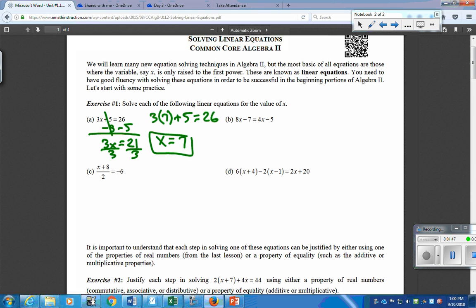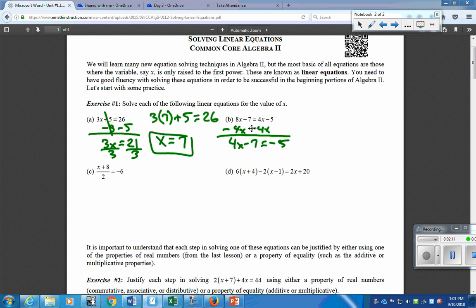With B, we have more than 3 terms. We have 2 on each side. So now we're going to use that additive property twice. And it doesn't really matter which one you start with. I could start with any of the 4. I'm going to start with the 4x, and I'm going to get rid of it by subtracting 4x. And I'm just going to make sure I subtract it by the other term with the x. So I end up with 4x minus 7 equals negative 5.